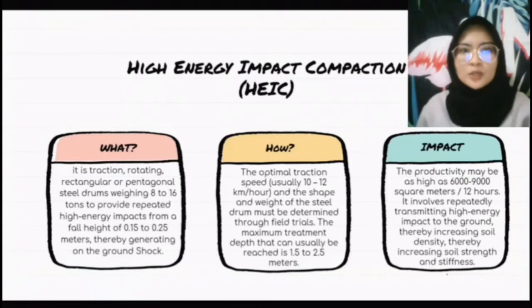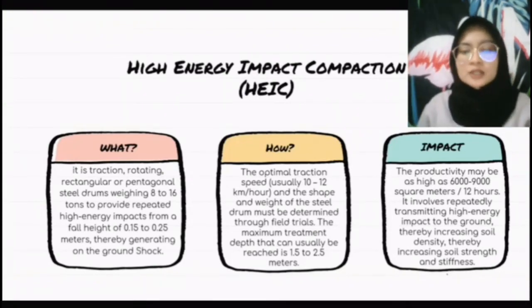How does the process work? The optimal traction speed is usually about 10 to 12 km per hour, and the shape and the weight of the steel drum must be determined through the field trial. The maximum treatment depth that can usually be reached is 1.5 to 2.5 meter.